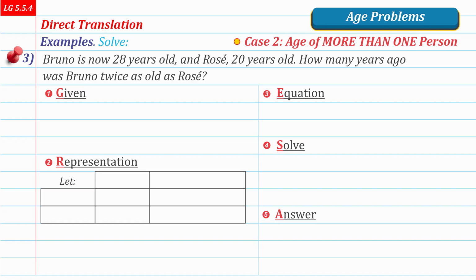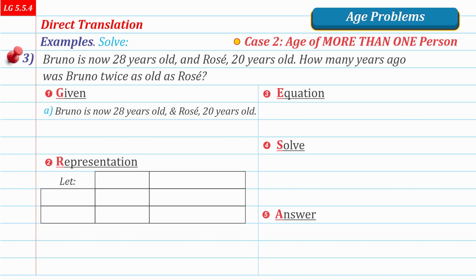Here's our problem. Bruno is now 28 years old, and Rosé is 20 years old. How many years ago was Bruno twice as old as Rosé? As usual, we start with the given. So in this particular problem, we are given their exact ages now, unlike the previous examples we have tackled. So Bruno is 28 now, that's given, and Rosé is 20 years old now.